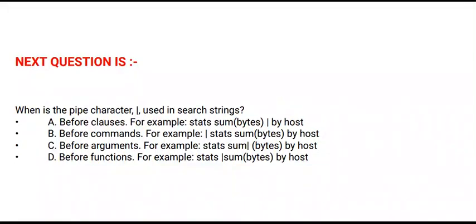Next question is, when is the pipe character used in search strings? Options are option A, before clauses, for example, stats sum bytes by host. Option B, before commands, for example, stats sum bytes by host. Option C, before arguments, for example, stats sum bytes by host. And option D, before functions, for example, stats sum bytes by host. The correct option is option B.